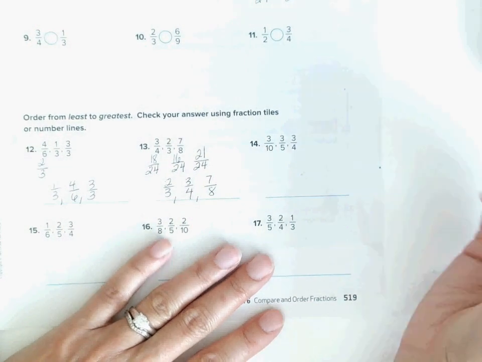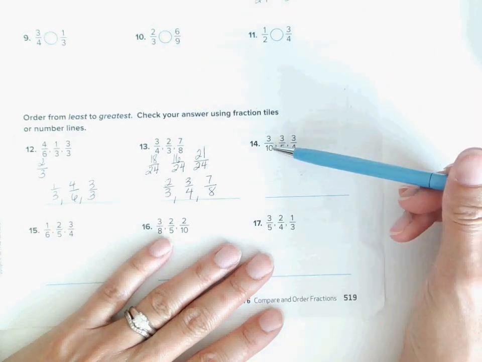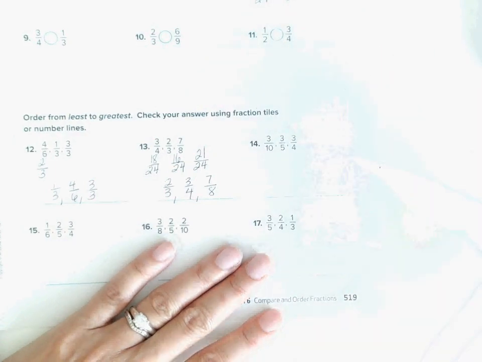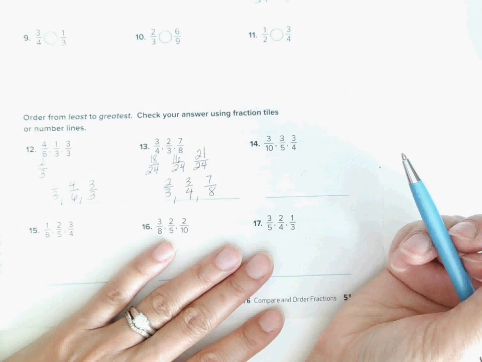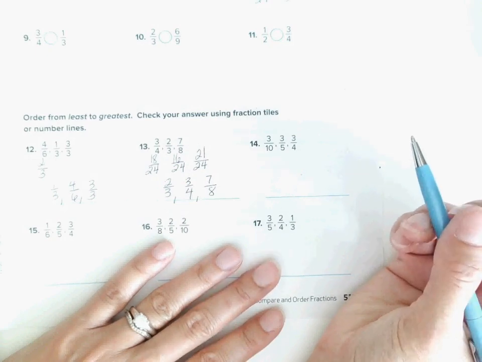14 for you. And so what I'm going to do, again, is create that common denominator so I can compare the numerators. And I'm going to think of my least common multiple for 10, 5, and 8, and it's going to be 20.